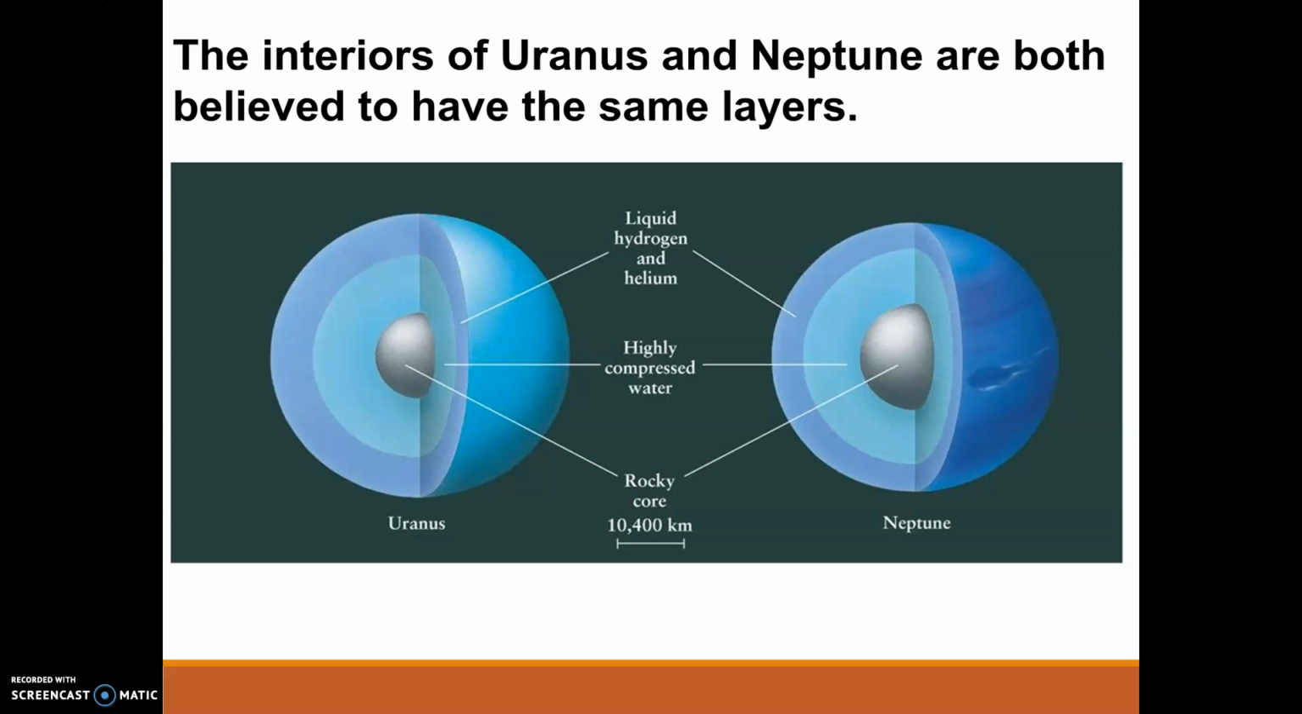Taking a look at some interiors here, we have very similar layers with even similar lengths in each of those layers. So we can see liquid hydrogen and helium, highly compressed water on kind of our mantle layer, if you will, and then a really rocky core here.